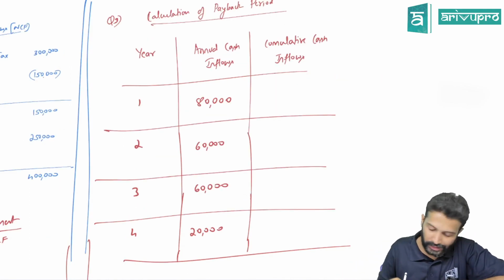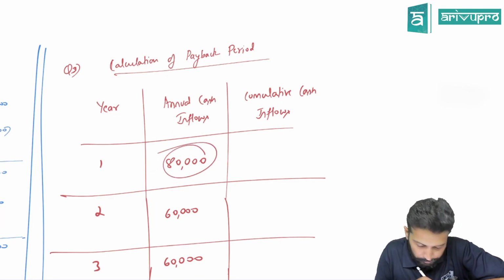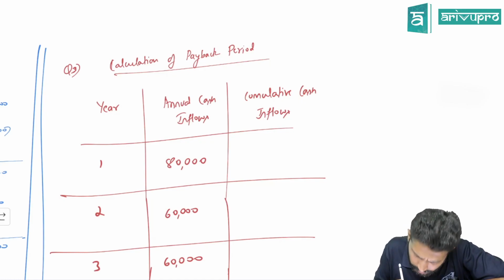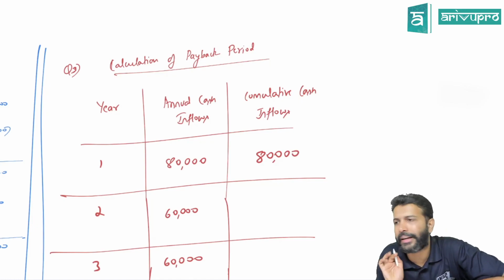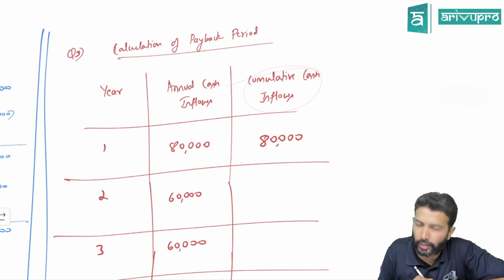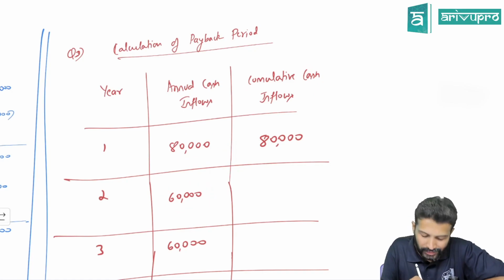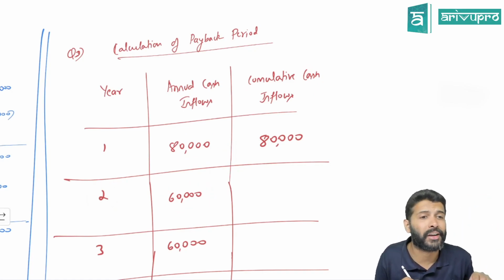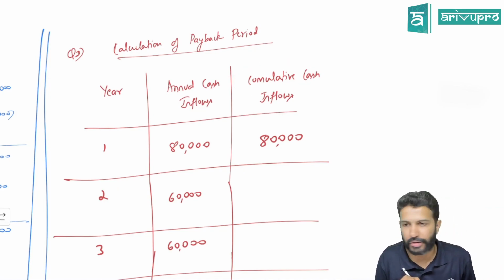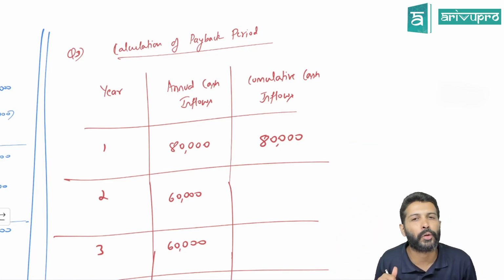Now, how do you find out cumulative cash inflows? First year, what is the only cash flow you have earned? 80,000. So cumulative cash flow will be the same, 80,000. Second year, to get the cumulative cash flow, you have to consider the second year's cash flow also, along with the first year. Meaning by the end of second year, totally how much have you earned in the form of cash inflows? That's what we mean by cumulative cash inflows. Cumulative means from day one till the current period, how much cash flows have you actually earned?